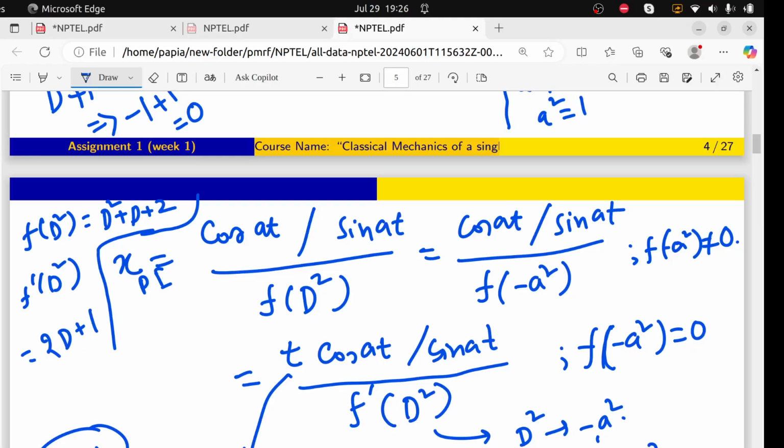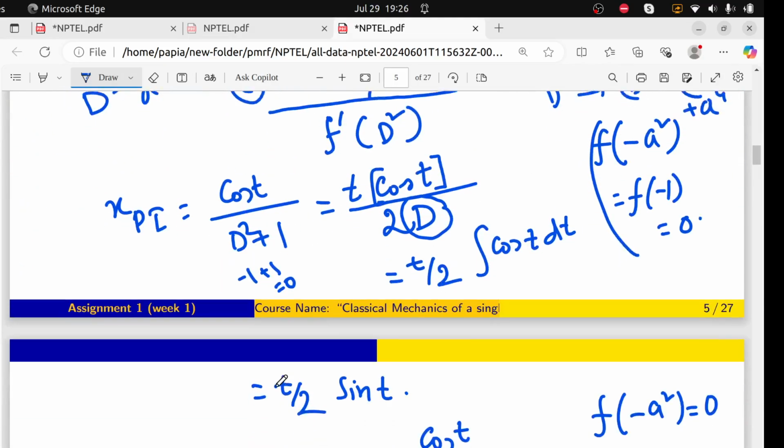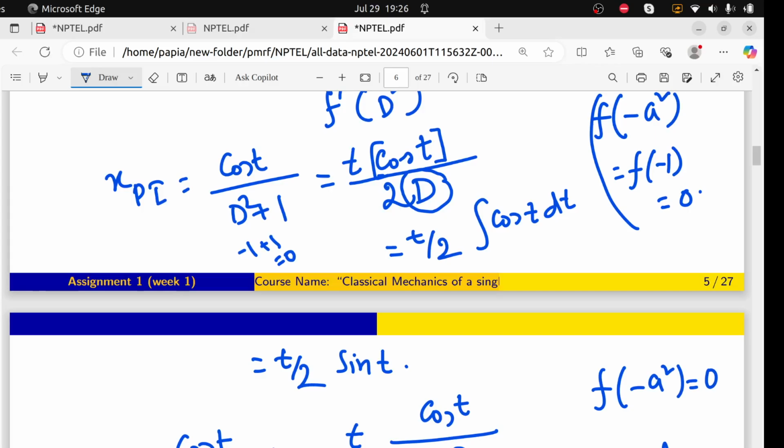So second rule is what? At the very first t will come. Okay, I just put here t. Yes, I put here t. Then I just again put here cos t. Then divided by the derivative of this function. So derivative of this function is 2t.